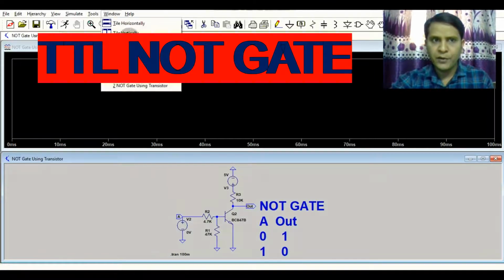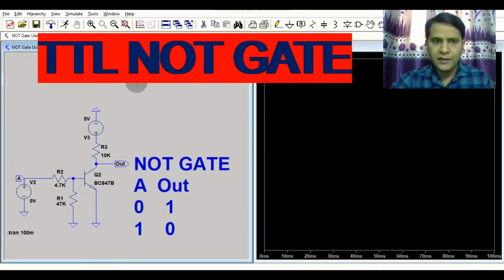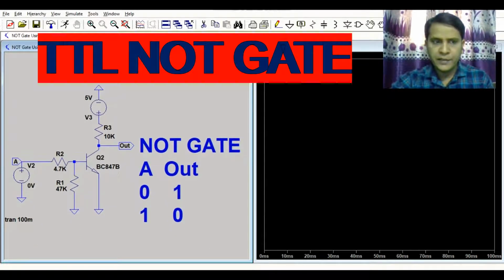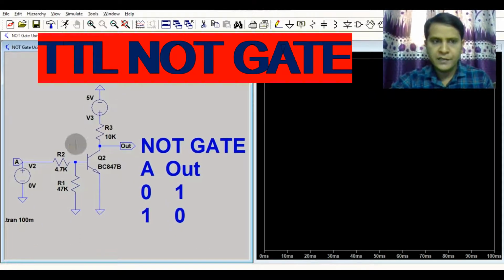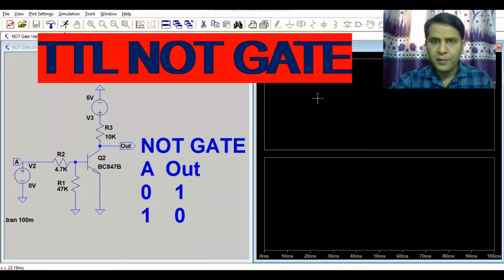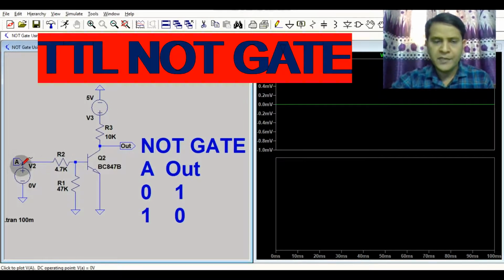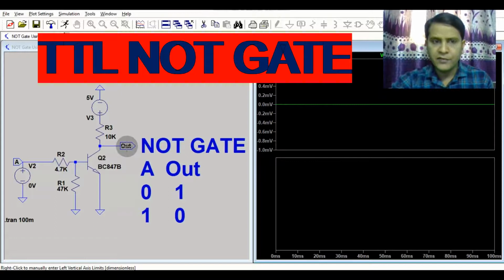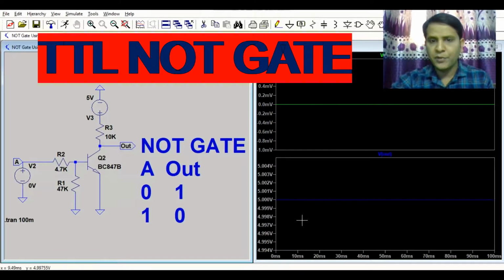So go to Window, Tile Vertically. So here you can see, divide it into two parts, one for input, one for output. So here you have A, that means your input is low, 0 volt. Let us see what is the output. Your output is high, that means 5 volt.